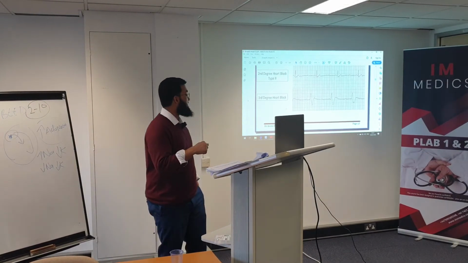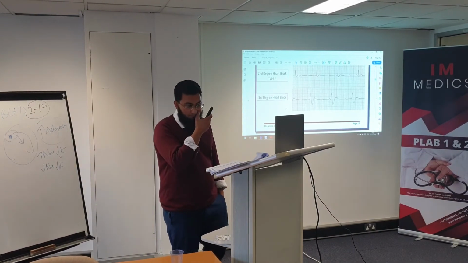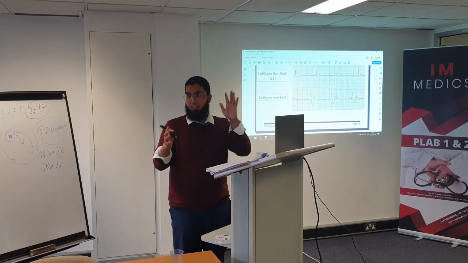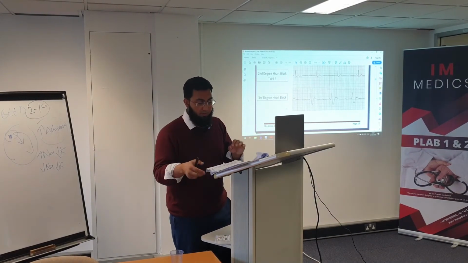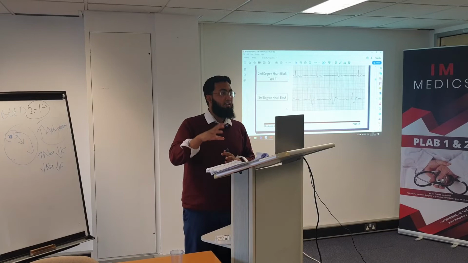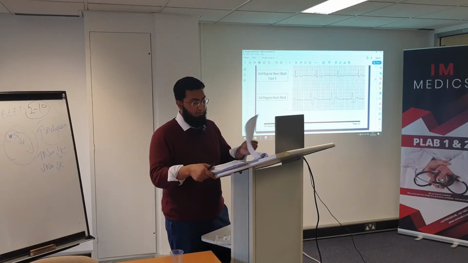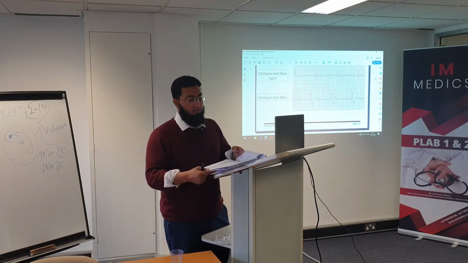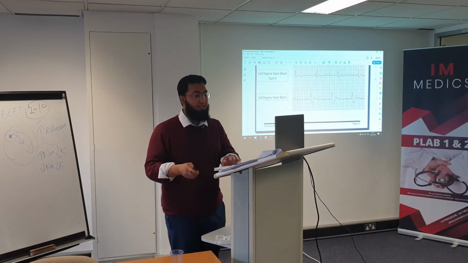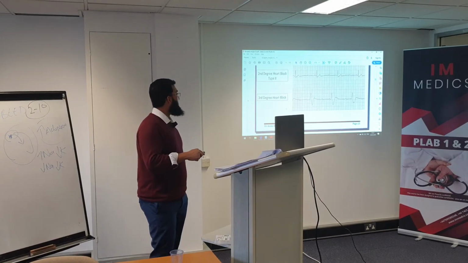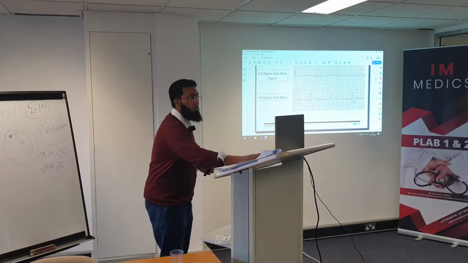So this is serious, obviously, third degree heart block. There is no association between the QRS or the P wave. The atrium is doing its own thing, the ventricle is doing its own thing. So they are independent. So there is independent atrial and ventricular rate.